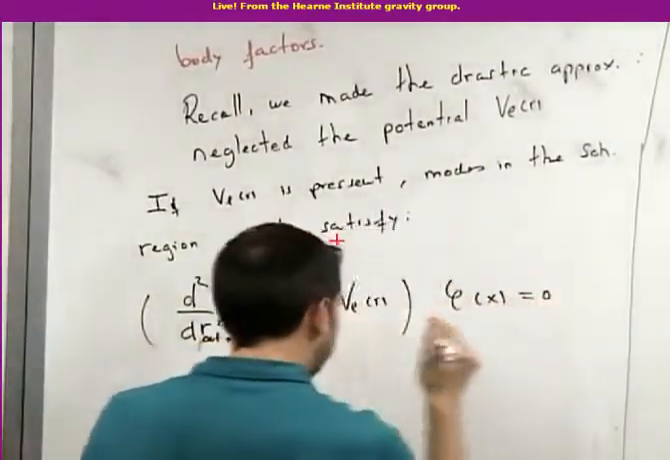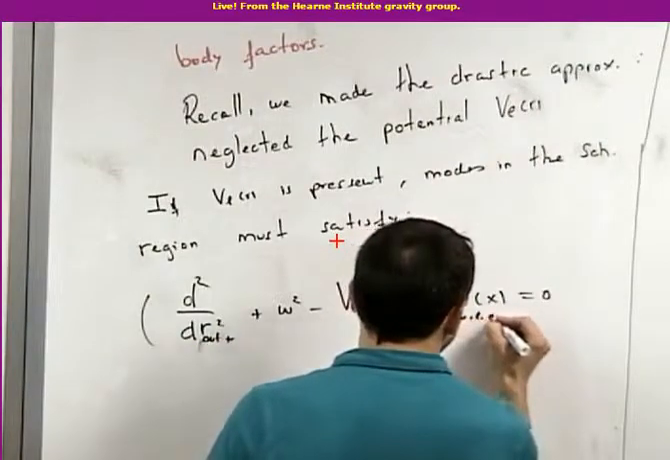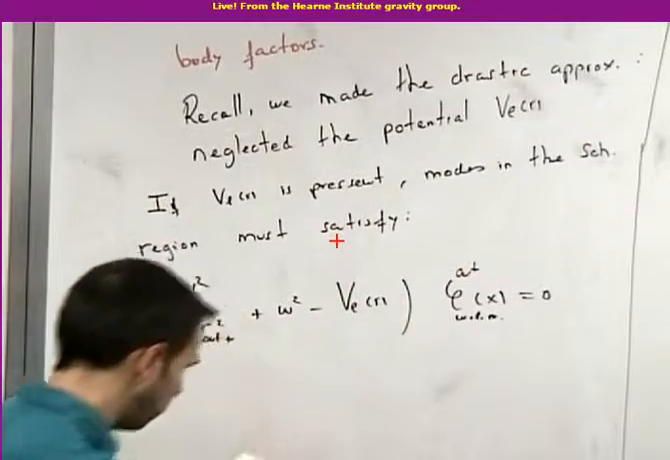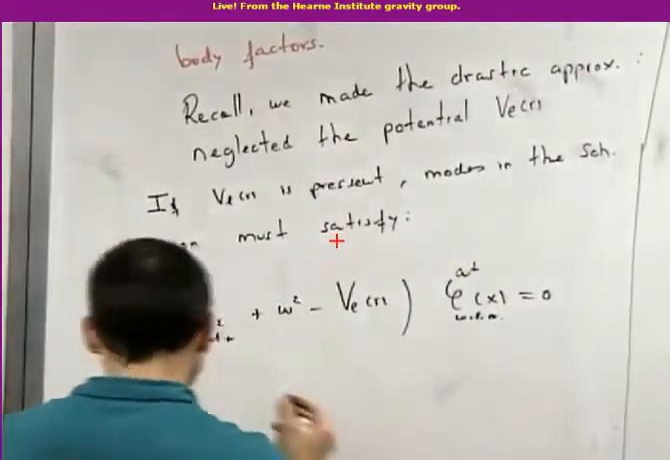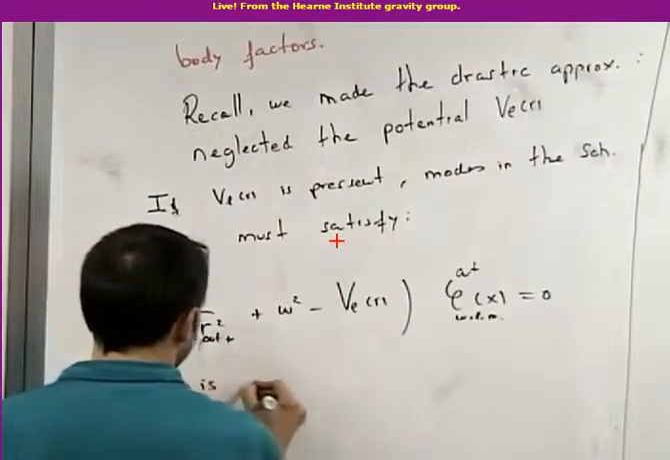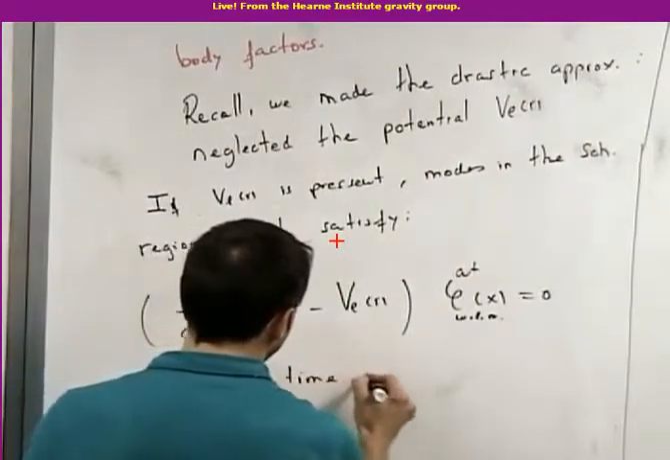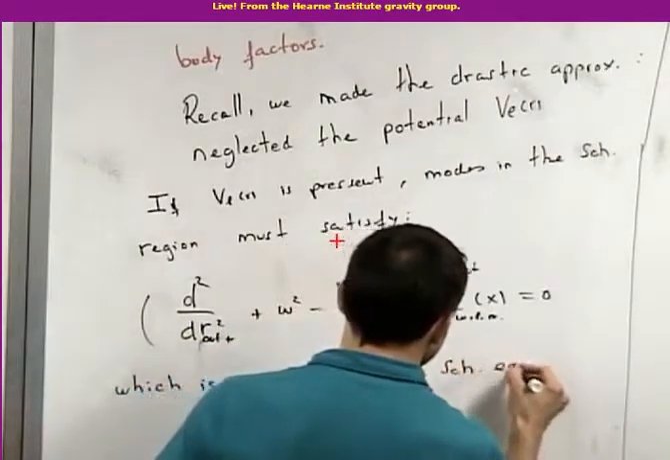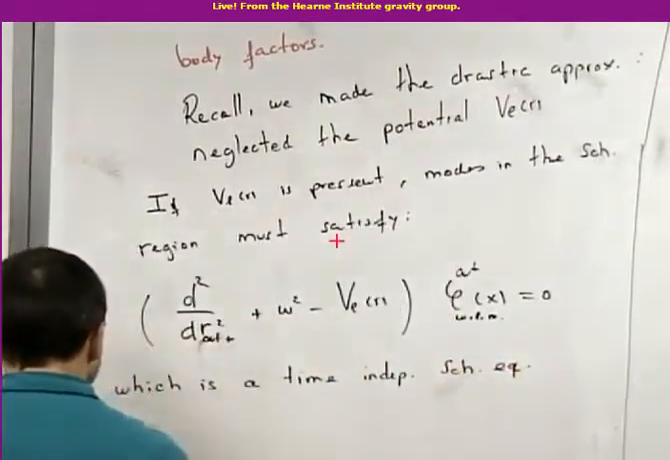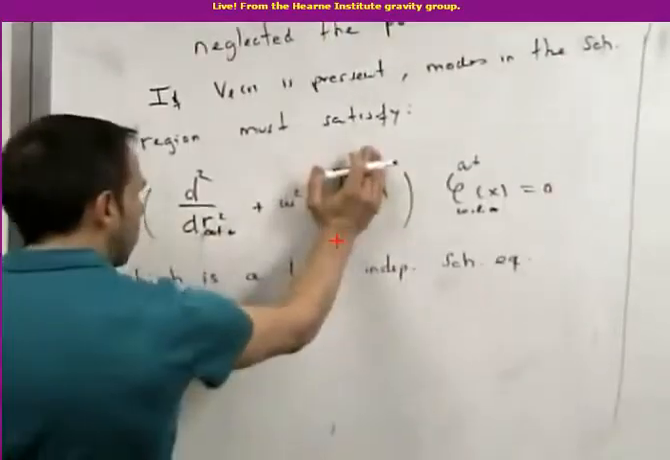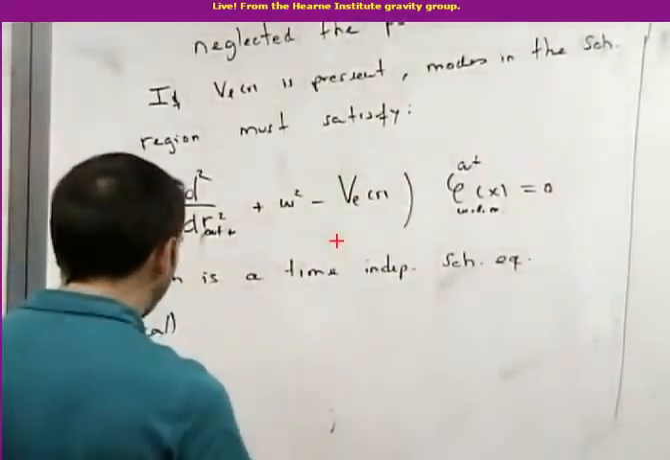Was this omega L and N? This is what you want for the out modes, which is a time independent Schrodinger equation. We neglected the potential, everything was extremely simple, but now we want to include the potential.